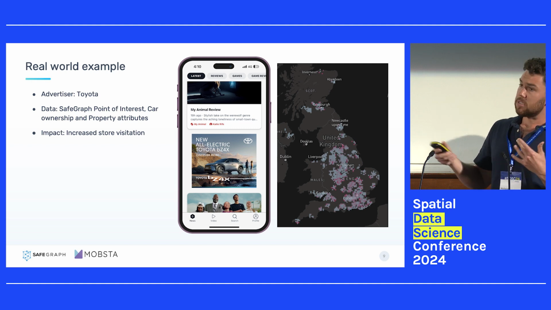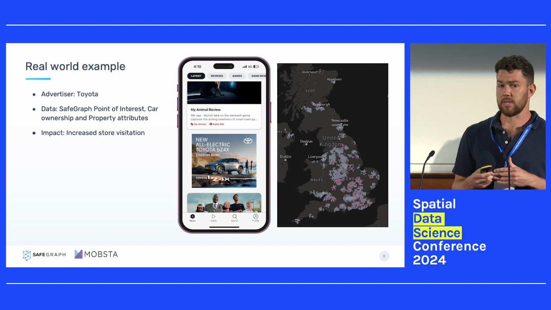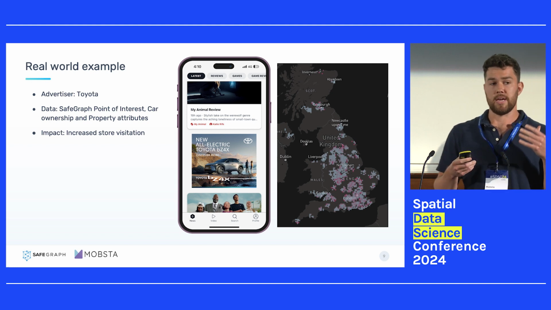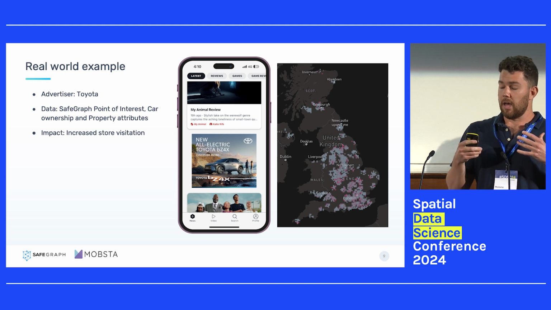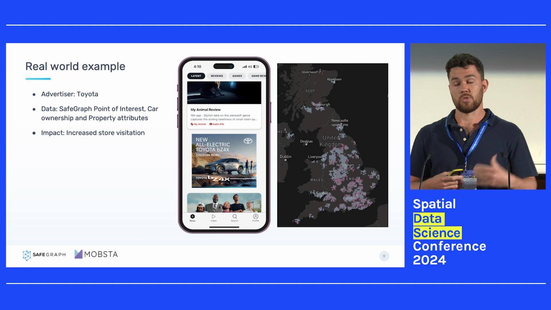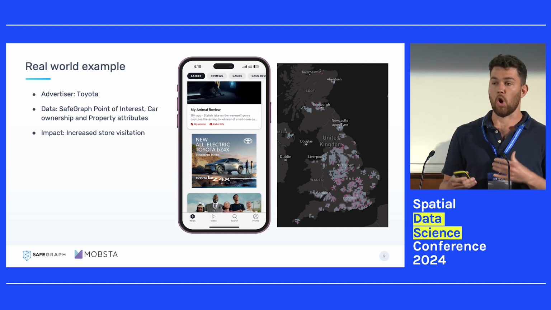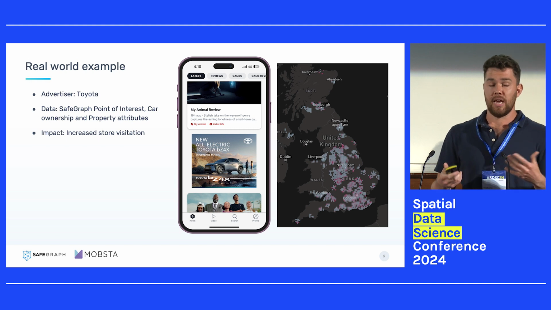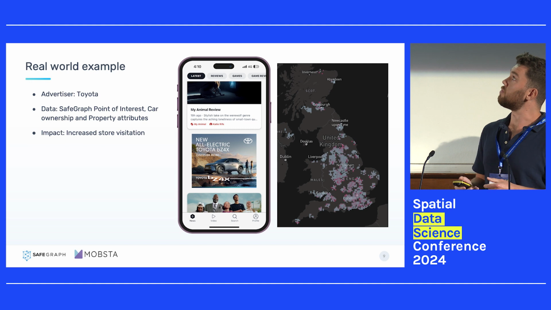We've also worked similar style campaigns, but for very different products. So we worked with Dulux, for example, identifying, using Safegraph points of interest data, areas that were near relevant stores, whether that be Dulux stores or competitor stores, where we had seen people recently move home. So obviously buying something like paint is of more interest to those than your average consumer.